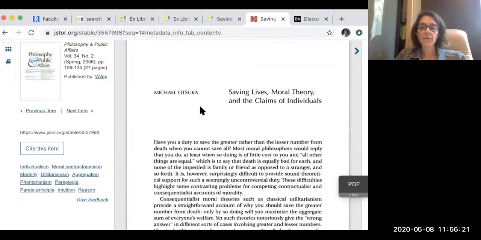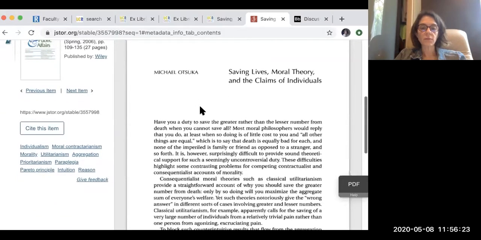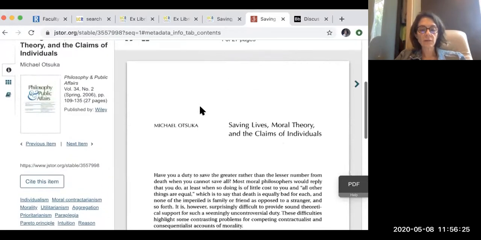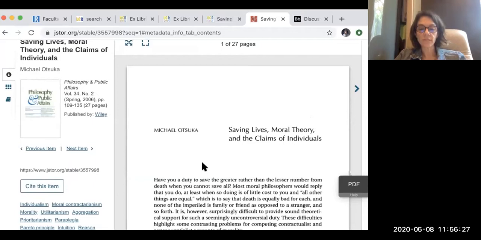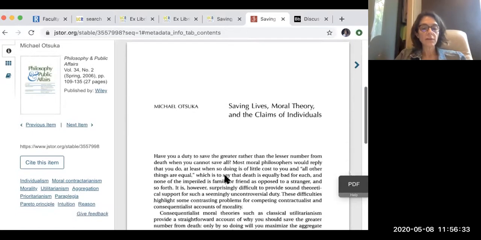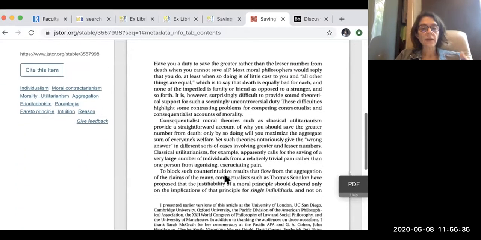So: saving lives, moral theory, and the claims of individuals. And here's how it starts. Have you a duty to save the greater rather than the lesser number from death when you cannot save all? Oh, this sounds great, right? So this is moral philosophy that will help me if I were researching, if I wanted to propose a triage plan for hospitals so that they can figure out what is best. This would be where I would start.